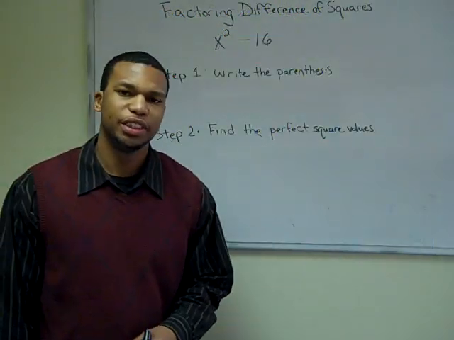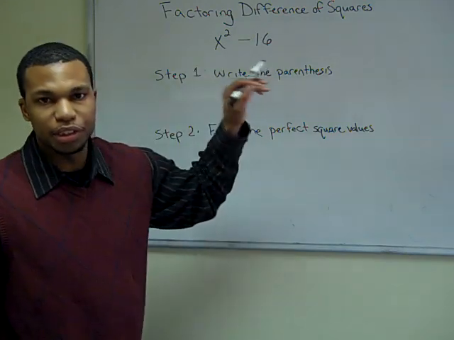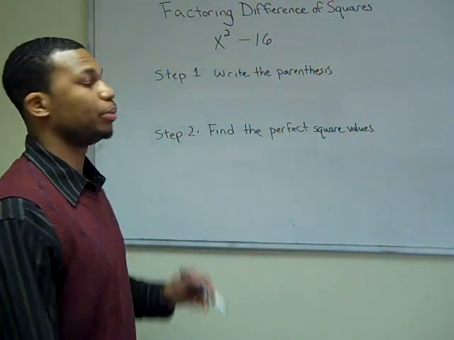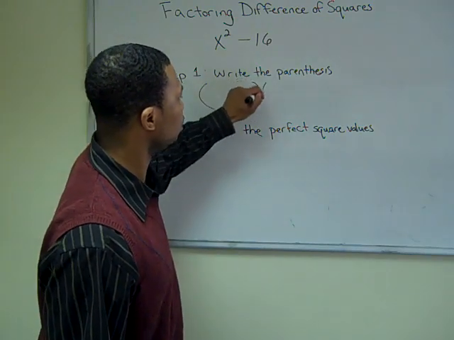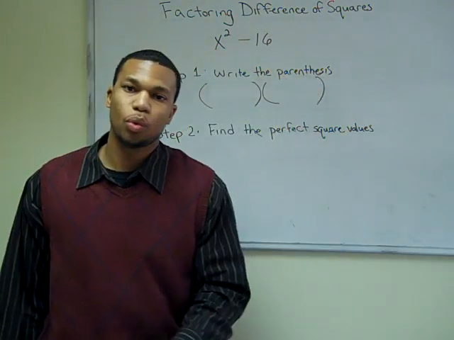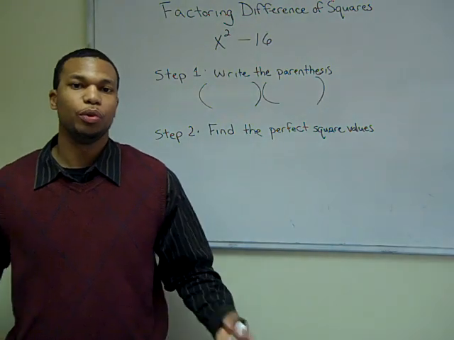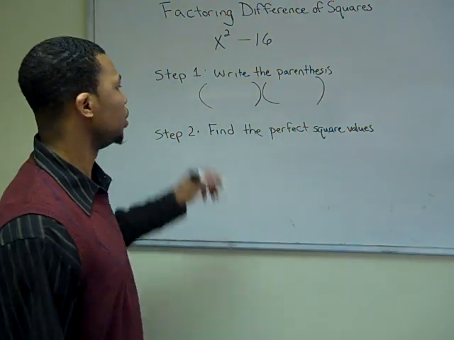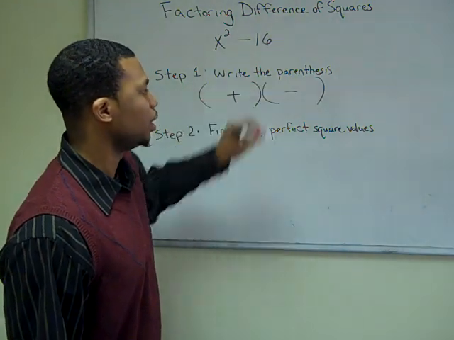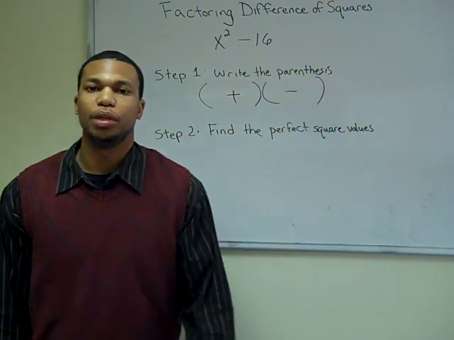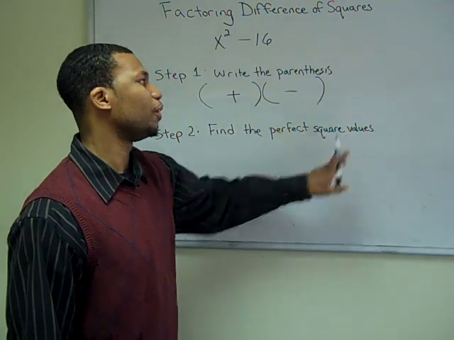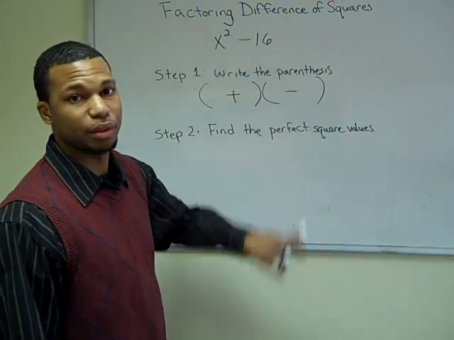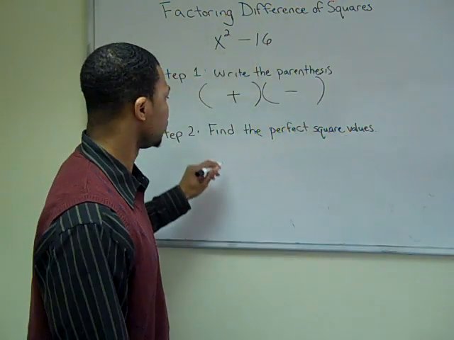So let's factor this example. We have x squared minus 16. The first step is we're going to write our parentheses. And in the difference of squares expression, when we're factoring it, we're always going to put a plus and a minus in between. So in our next step, we're going to find the perfect square values of x squared and 16.